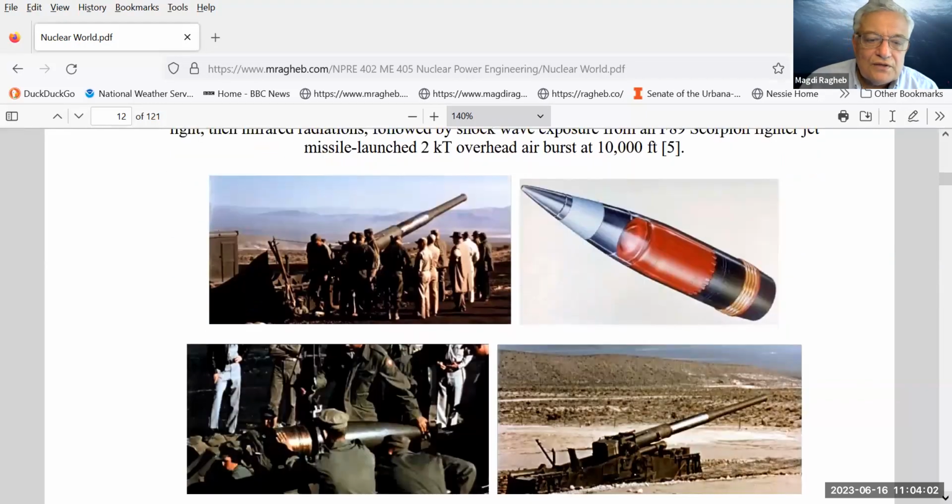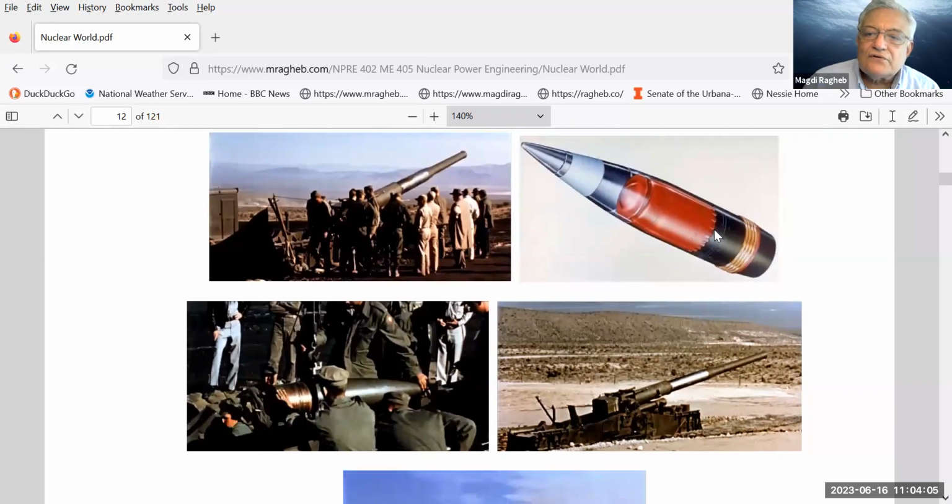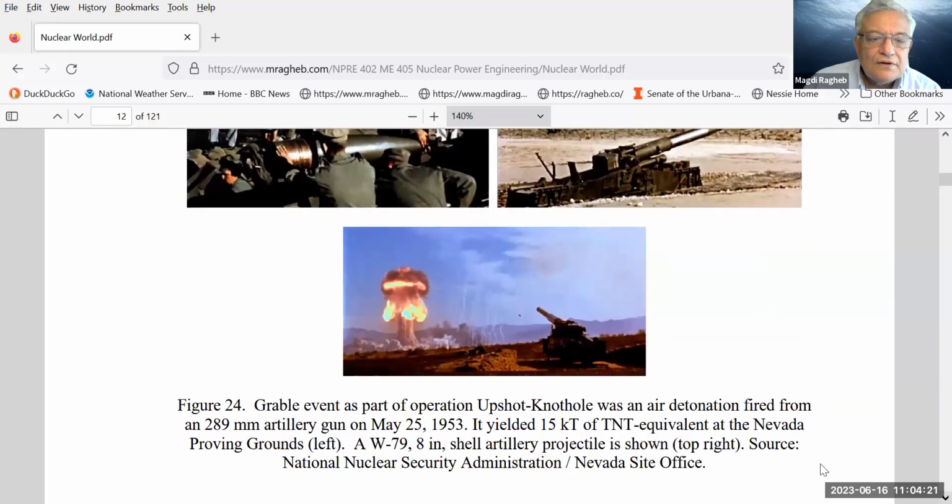Devices that would be used as shells for cannons are also used. You could see the spherical shape here. That would have been a plutonium shell put into a high bore kind of cannon and exploded. That's called, I think, the Grable test here. Yeah, Grable event. It was an operation called Upshot Knothole. Was an air detonation from a 280 millimeter artillery gun. That was in 1953. The device now, the shell is designated as a W79, 8-inch.